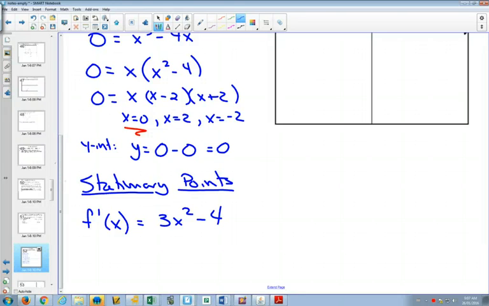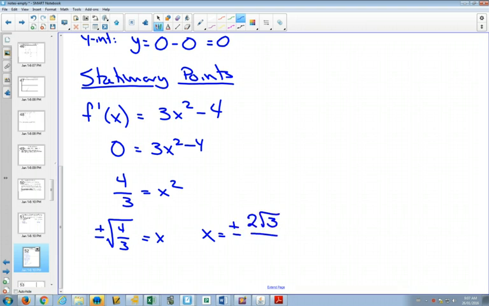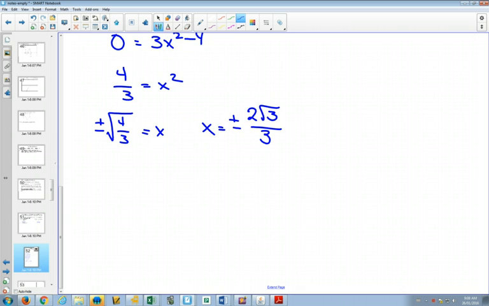So in order to find our stationary points, we set our derivative equal to 0. Move the 4 over, divide by 3. Square root both sides. And we get square root of 4 over 3. You can simplify that if you'd like to. If you rationalize the denominator and square root 4, you'll get 2 root 3 over 3. So we can set up our number line and put negative 2 root 3 over 3 and positive 2 root 3 over 3.